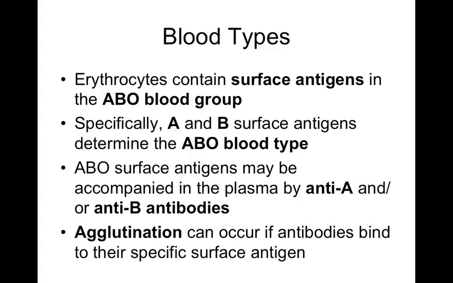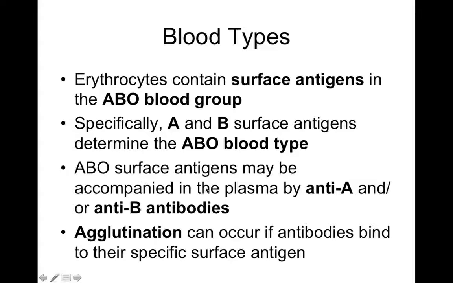But what if your immune system encounters a surface antigen that shouldn't be there? Like if you have A blood type, but then you're exposed to blood cells that have B surface antigen on them, that's considered foreign, so then your immune system will attack those red blood cells, right? So that would be an improper transfusion. And we'll talk about that later.